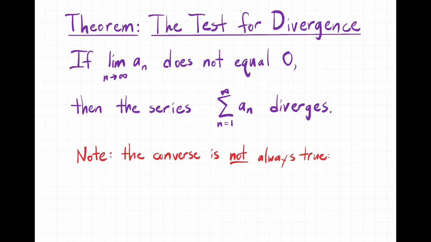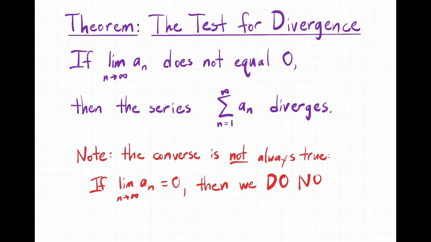In other words, if the limit of your terms does equal 0, if your terms are getting smaller and smaller and smaller, it is not necessarily the case that the series will converge. You'll need to do some other test to figure out whether your series converges or diverges. This test is inconclusive when the limit of your terms is equal to 0.